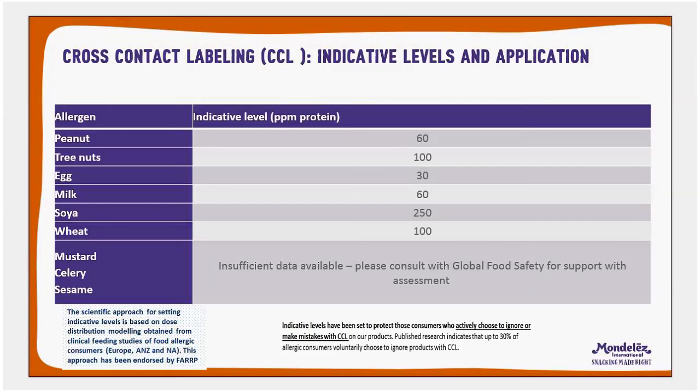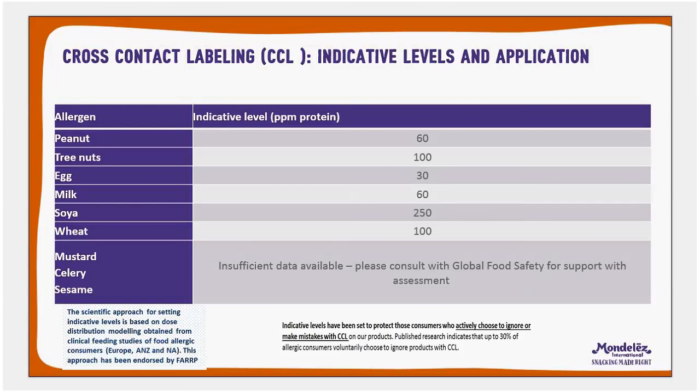When we think about what the indicative levels are, we have them here for some of the allergens that are important to Mondelez. It is really critical to understand that indicative levels are always as parts per million allergen protein. So when we look at peanut, the indicative level is 60 parts per million peanut protein.